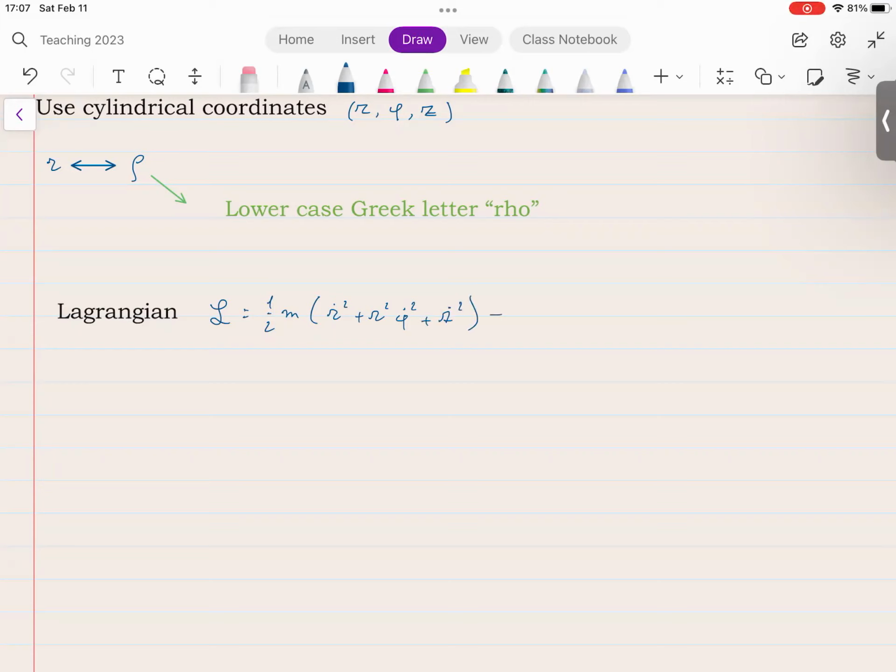And then I need the potential. And you may wonder where on earth this came from. I hope you've seen this in E&M or in some other course, but I'm going to use the vector potential A, and therefore I'm going to need A sub r times r dot plus A phi times r phi dot, the velocity in the phi direction, plus A z times z dot.